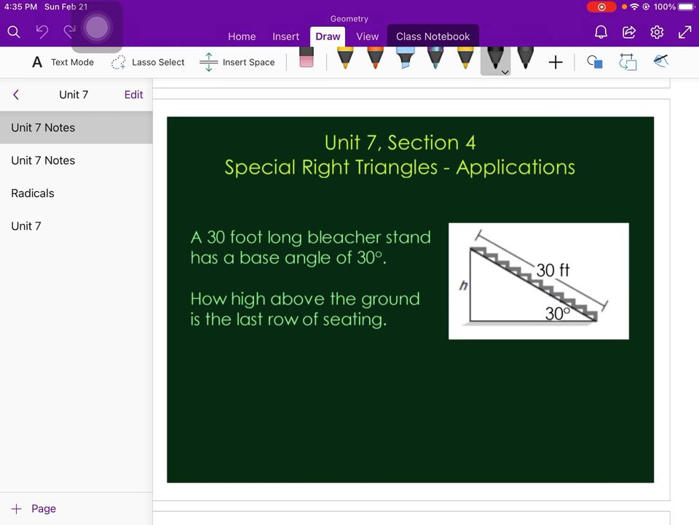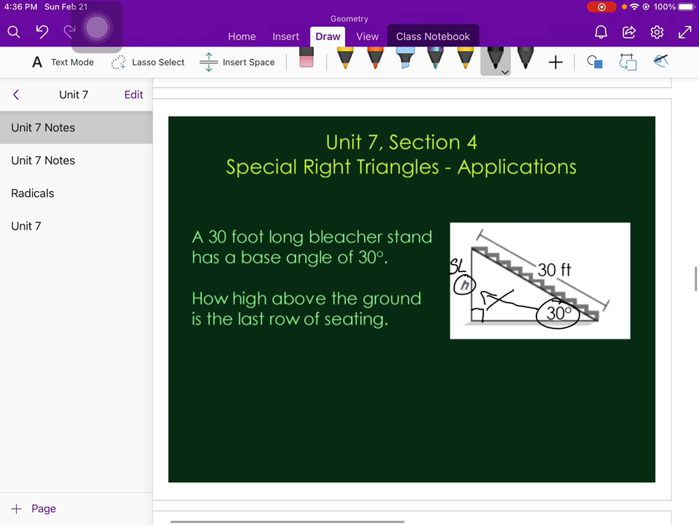A 30-foot long bleacher stand has a base angle of 30 degrees. So this one down here. And then we want to know how high above the ground is the last row of seating. So remember, you want to identify which pieces you know. In this case, since we have the 30-degree angle, across from it, that's going to be the short leg, which is H. And then we know the longest part. This would be our right angle, so across from that is the hypotenuse.